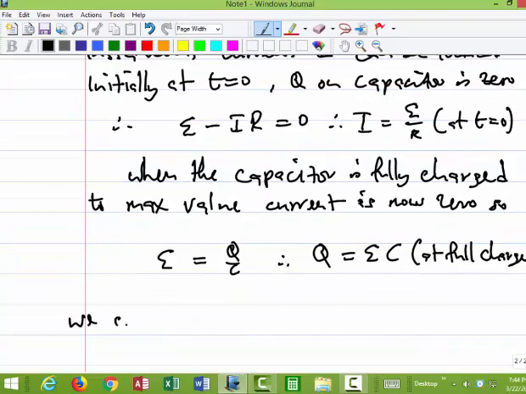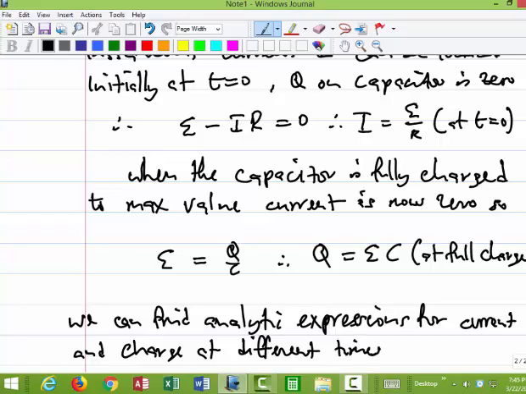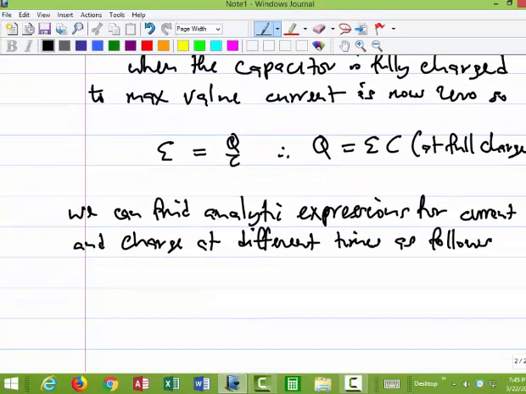And then we can find analytic expressions for current and charge at different times as follows. Okay.